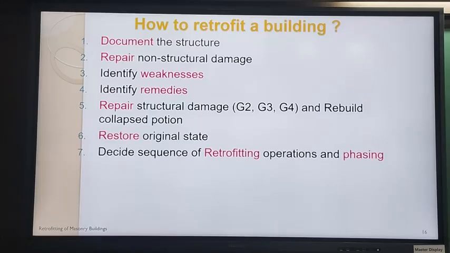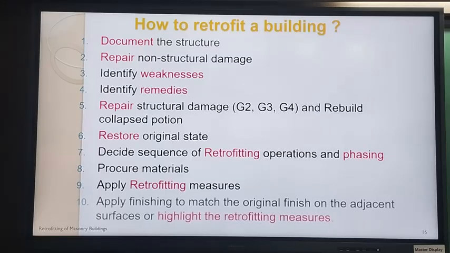Decide the sequence of retrofitting options and phasing. Based on the weaknesses, we have identified what retrofitting measures we will do. Now we decide the phasing. If it's a small house, sure, you can do the whole thing, start at the same time. But a large building, you will take it portion by portion, procure the materials, apply retrofitting measures, and finally you finish to match the original finish on the adjacent surfaces, so everything is hidden.